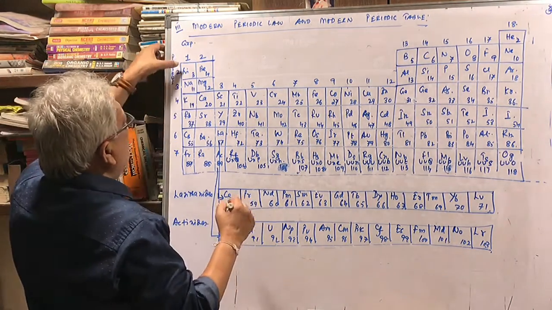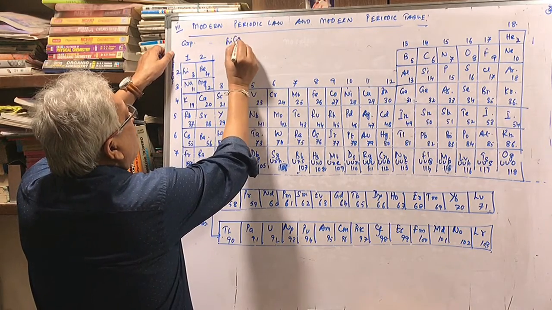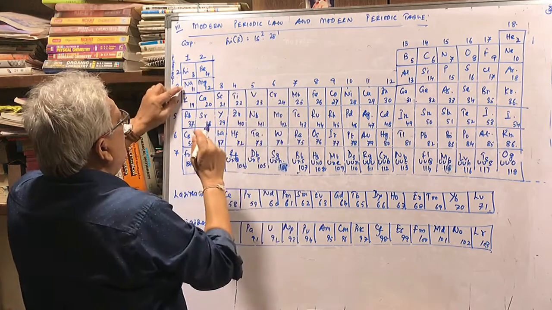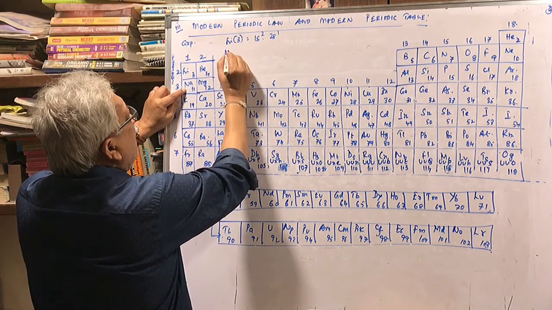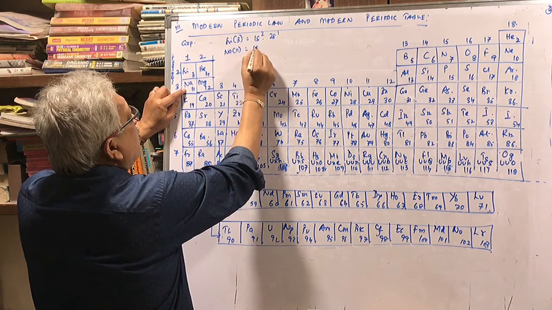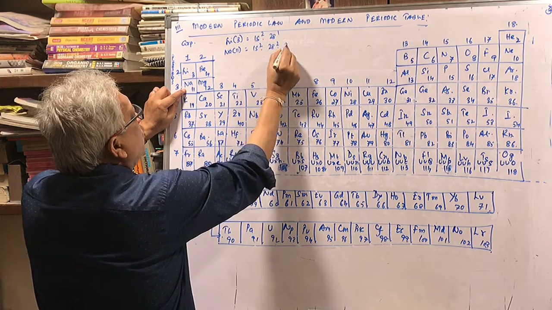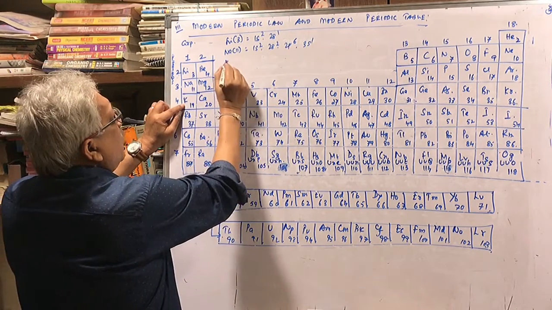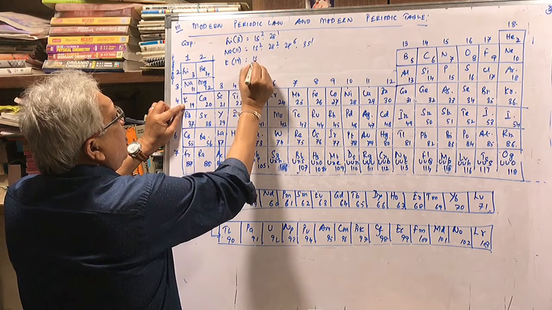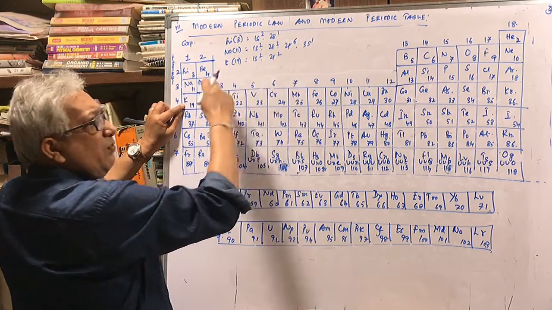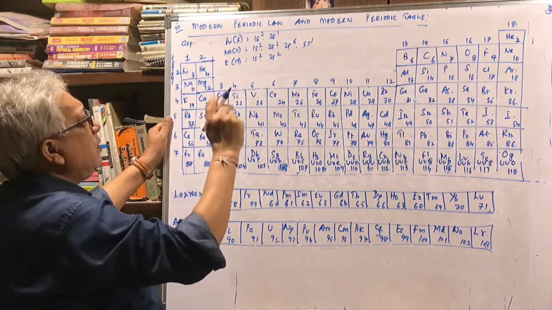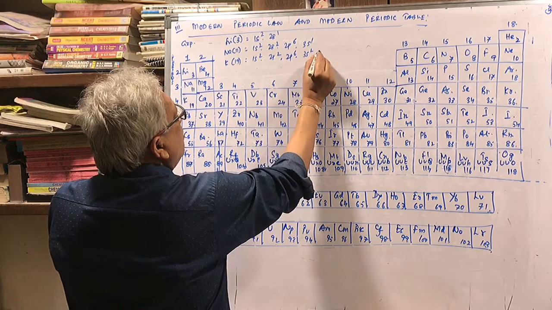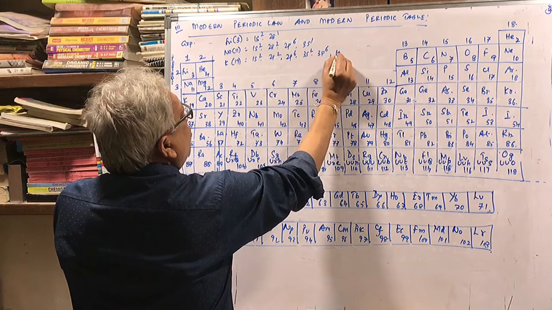So group 1. If you see lithium, atomic number 3, the configuration is 1s2 2s1. Sodium, atomic number 11, configuration is 1s2 2s2 2p6 3s1. You go to potassium, atomic number is 19, so configuration is 1s2, if you remember, we have done that in my introductory lecture, 2s2, then 2p6, 3s2, 3p6, and then 4s1.